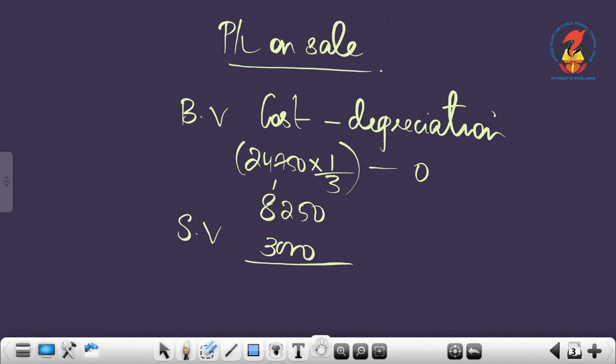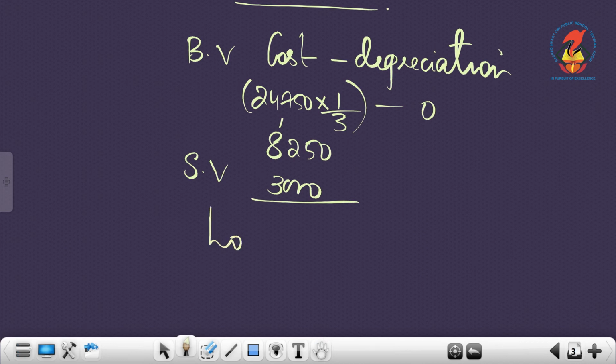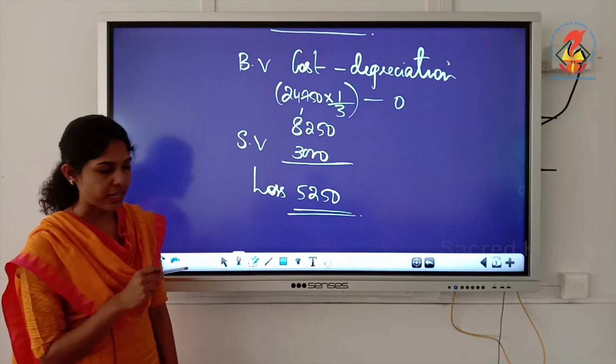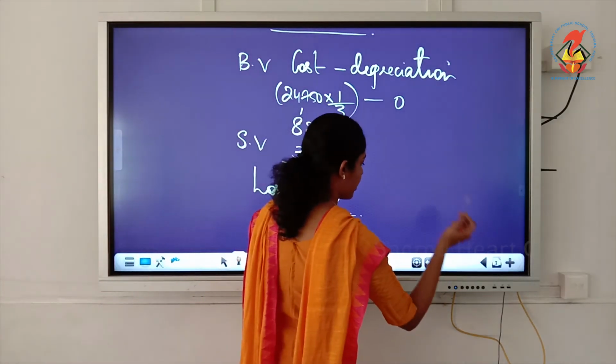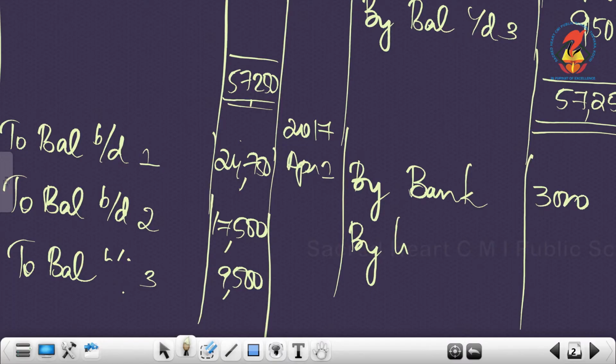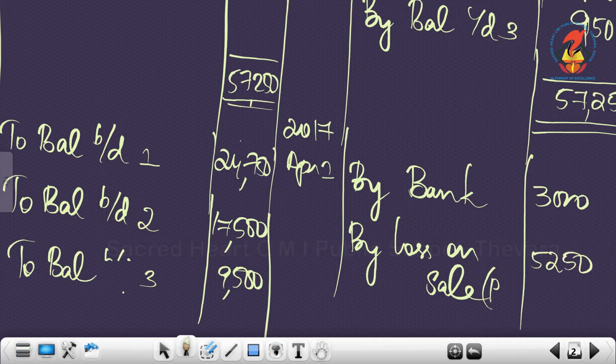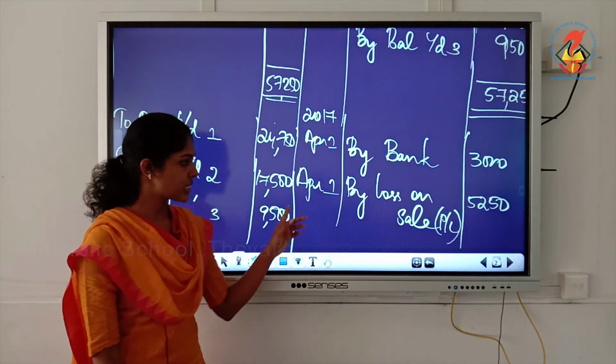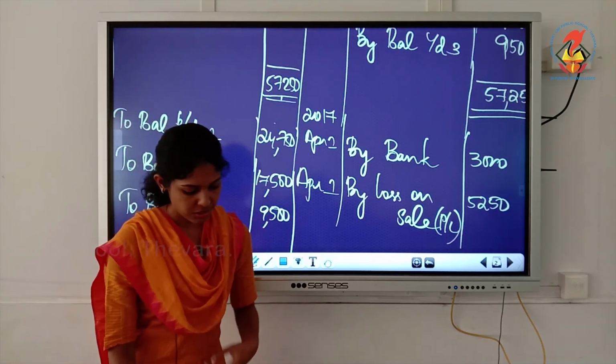So it is sold for a lesser price. So that is resulting in a loss of 5,250. I hope you understood the calculation. Now we will post this as by loss on sale. It is 5,250, within brackets you can write P and L. This will be on the same date, April 1st itself. The sale date is April 1st. Understood?